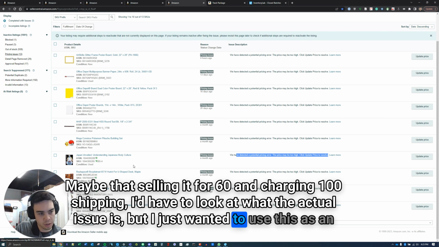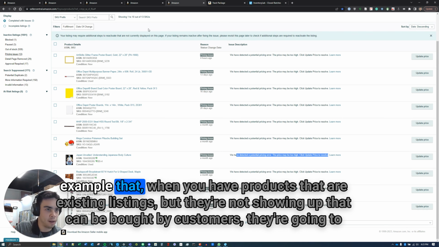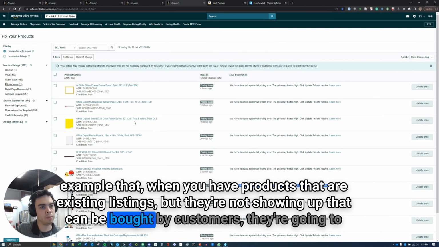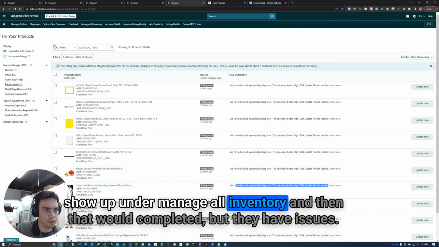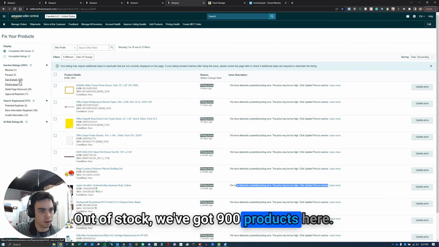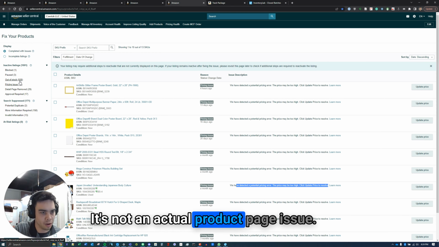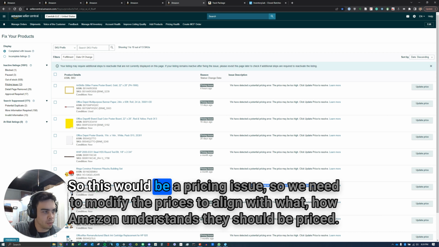I'd have to look at what the actual issue is. But I just wanted to use this as an example that when you have existing listings that are not showing up to be bought by customers, they're going to show up under Manage All Inventory and then completed, but they have issues. Out of stock, we've got 900 products here. How do you fix that? You send more products in. That's not an actual product page issue. So this would be a pricing issue, so we need to modify the prices to align with how Amazon understands they should be priced.